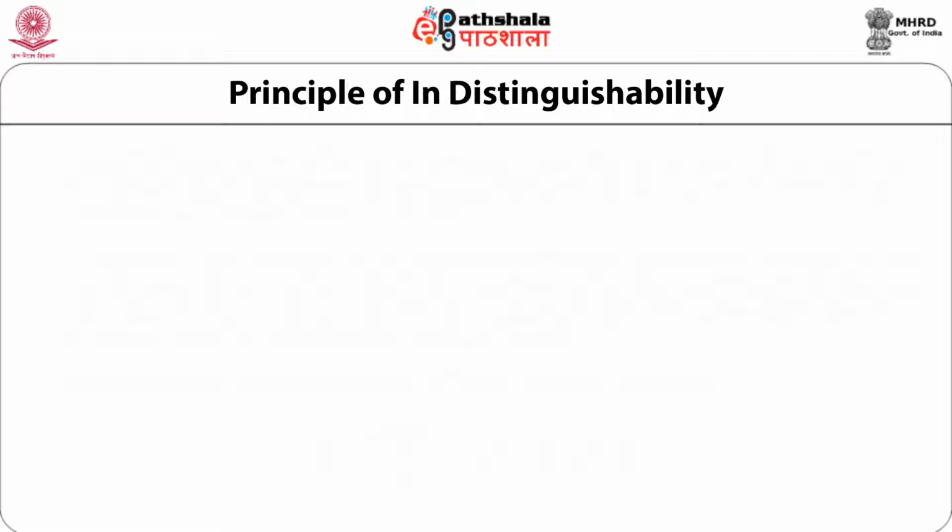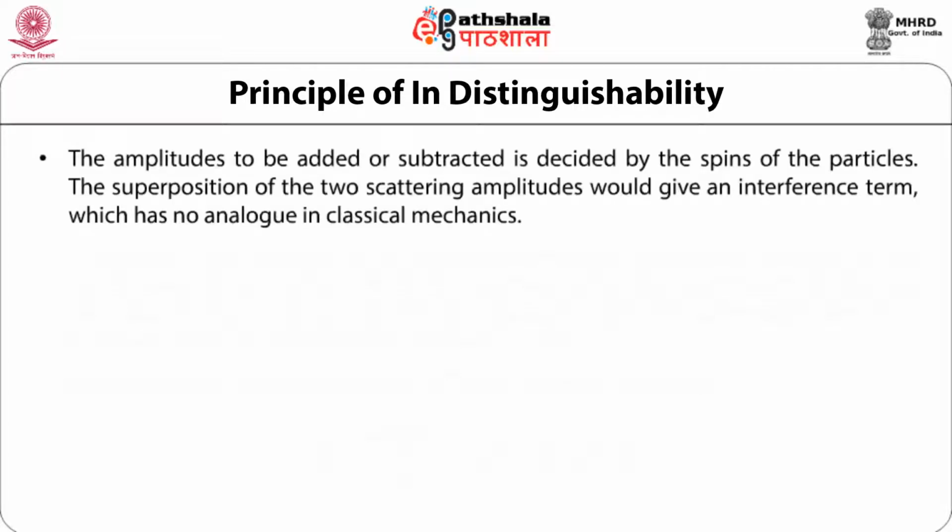And like we have just discussed, whether the scattering amplitudes in this kind of scattering process are to be added or subtracted is decided by the spin of the particles. And here, in case of quantum mechanics, the superposition of the two scattering amplitudes would give an interference term which has no analog in classical mechanics. Now, let us discuss in detail the principle of indistinguishability, which in case of classical mechanics does not exist.